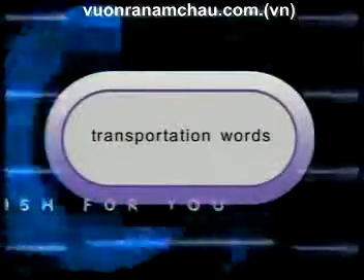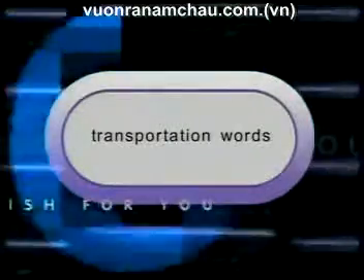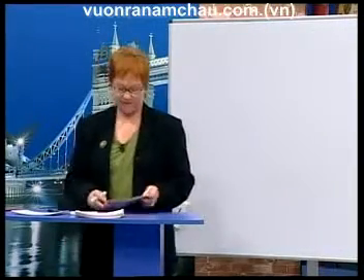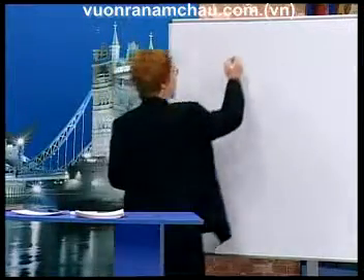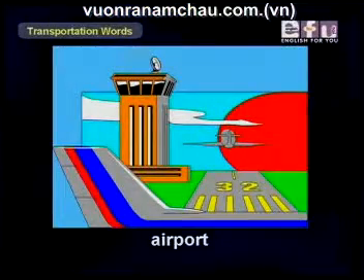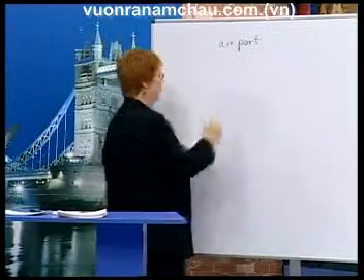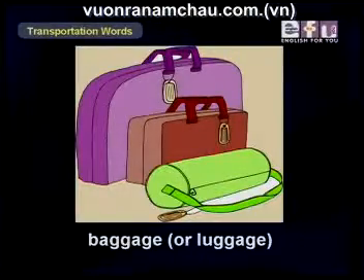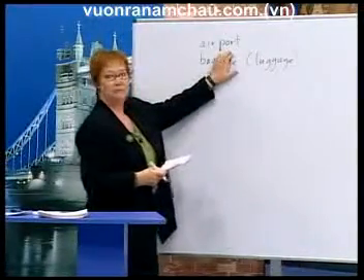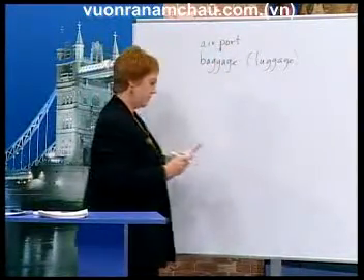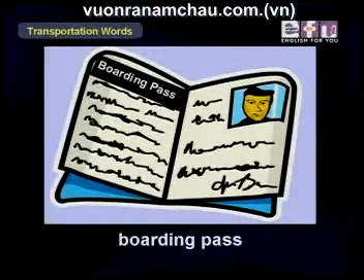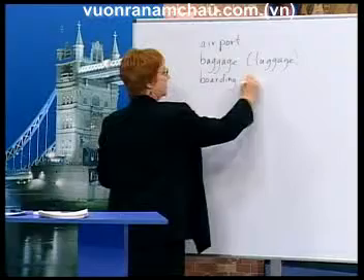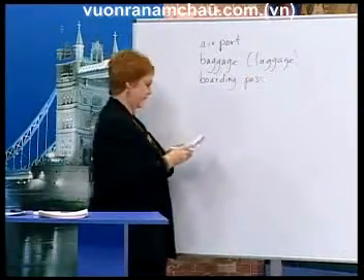Transportation words. Okay, now, here are some important words to know about travel. First one is airport. Airport. The next is baggage. Baggage, also called luggage. Luggage, like bag. Baggage and luggage. A boarding pass. A boarding pass. It's like a ticket.